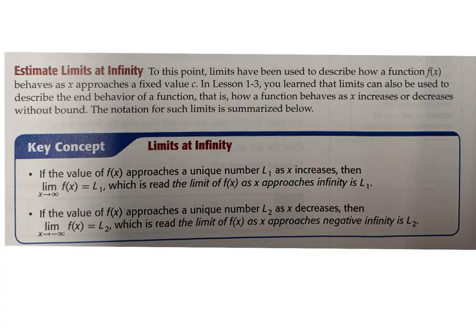So limits at infinity. This is different than infinite limits. So the answer was infinity with that other one. Here we're plugging in infinity, like our number is continuously getting bigger. So if the value approaches a unique number, then it's that unique number. If it approaches a unique number as it decreases, it's going to be a negative. What you're really looking for with these infinite limits is, does this zero out or does this actually go to infinity? That's basically what you're looking for here.